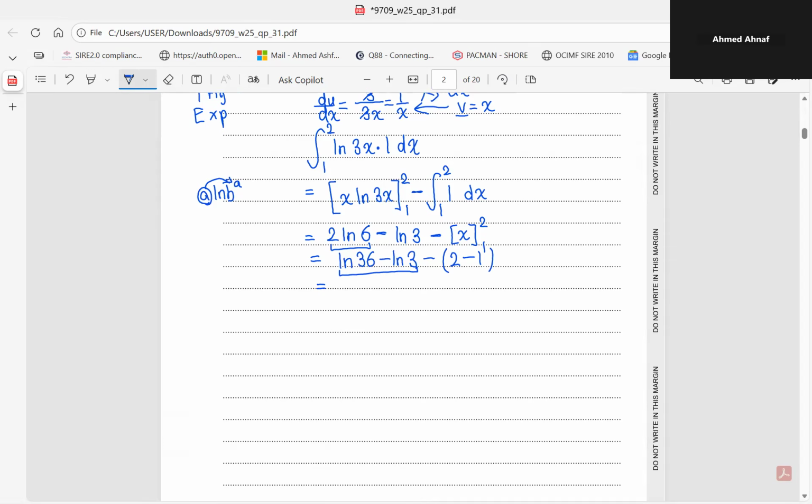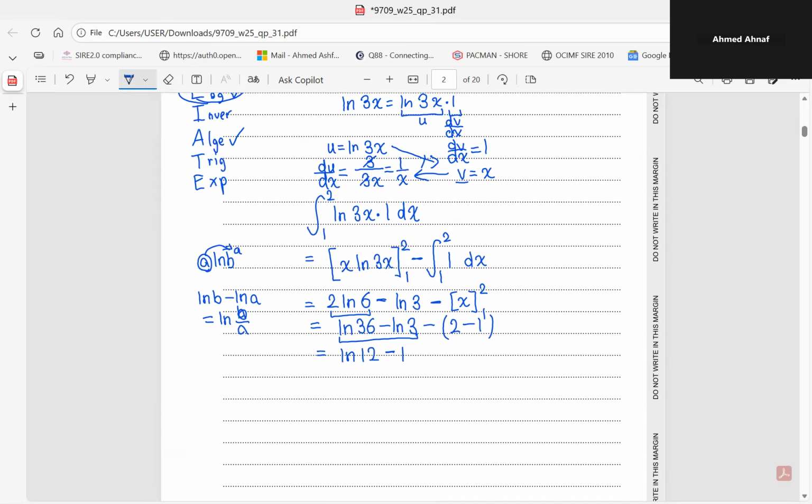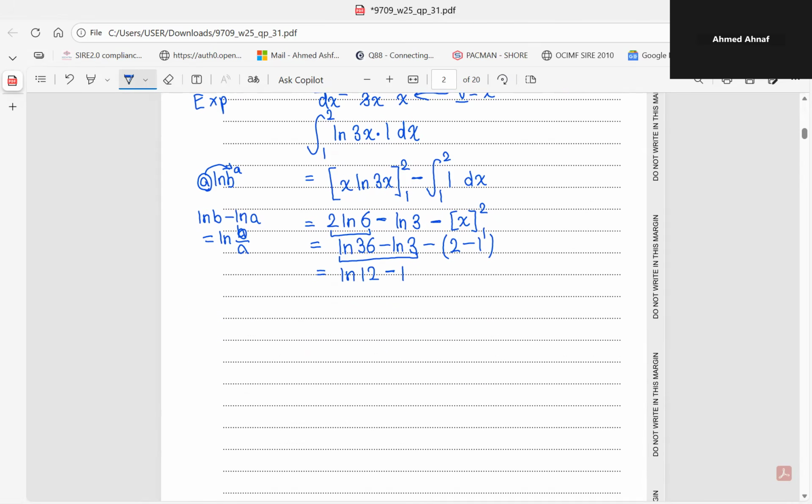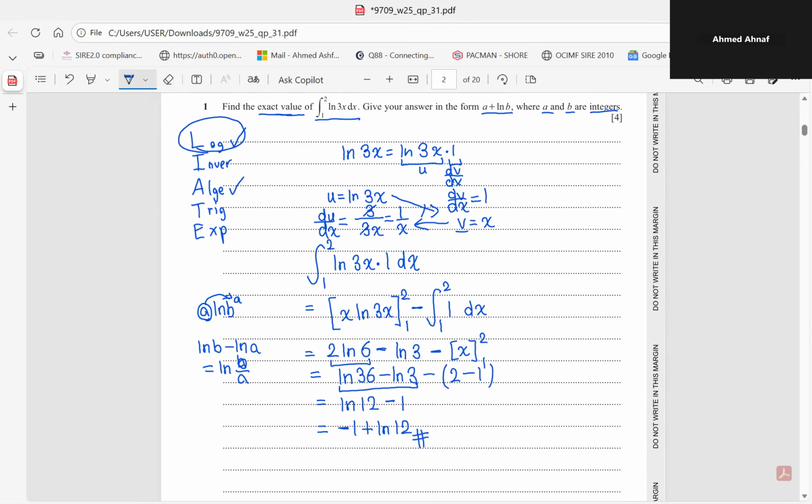Now we're going to simplify this using our addition law. We use ln a minus ln b equals ln a over b. So similarly, this would just be ln 36 over 3. 36 divided by 3 is 12. And minus bracket 2 minus 1, that just gives you minus 1. Okay, let's see. It's not in the form that they want us to give, so we're going to swap the two terms to give us minus 1 plus ln 12. So this would be the final answer for this first question.